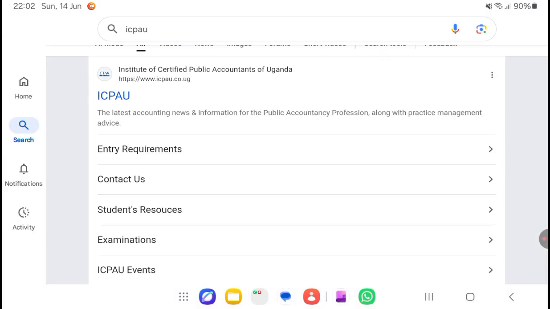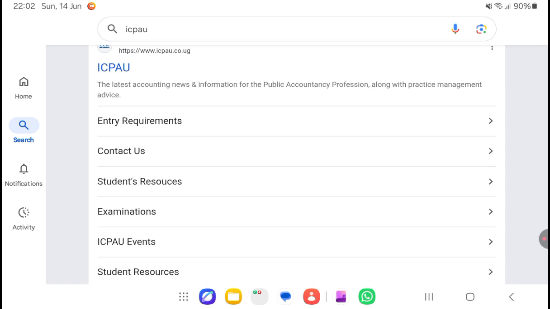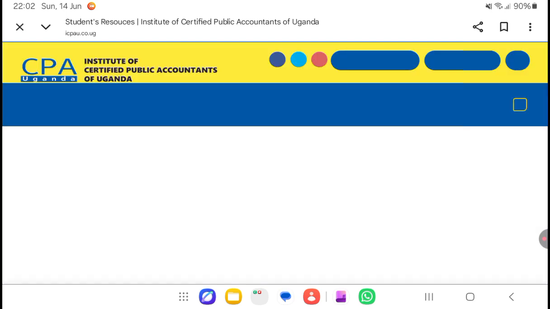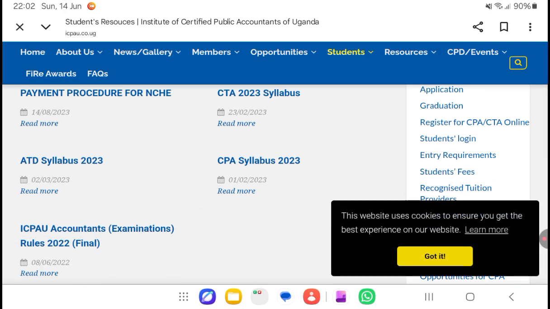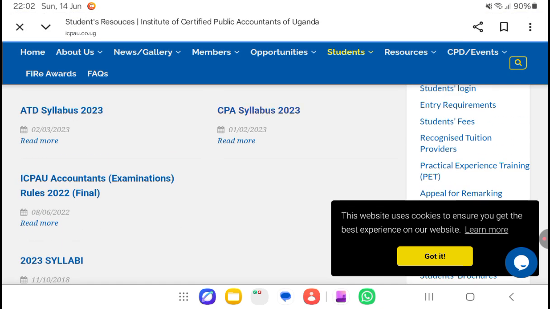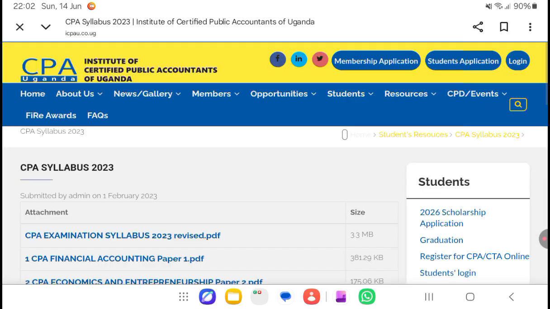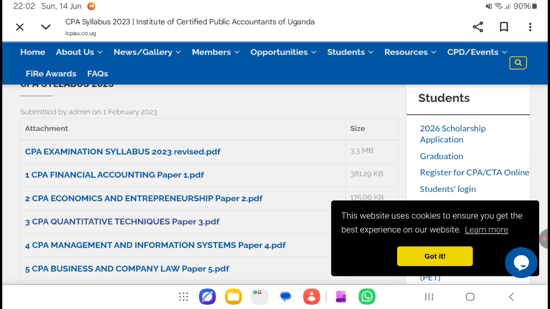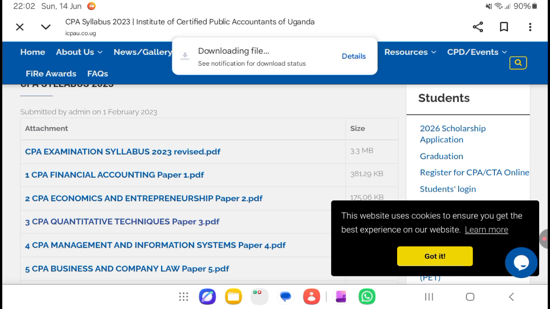Maybe you can try and download the course outline, SPA, go to student resources, so we download specifically for this new syllabus. It was effective 2023. So we pick out quantitative techniques.